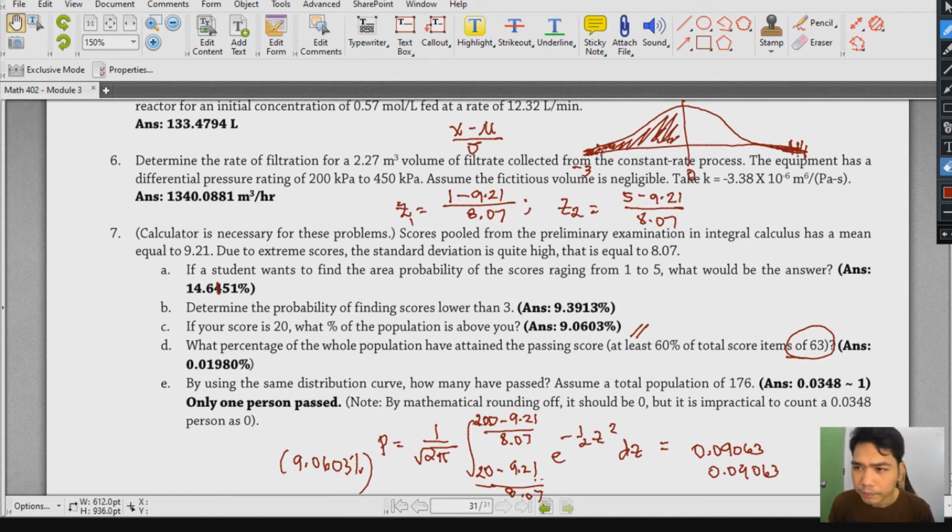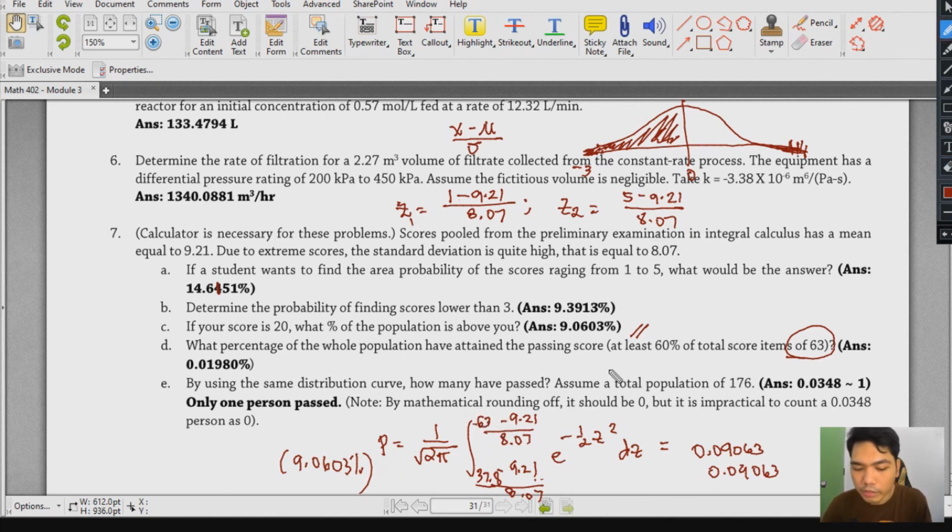So anyway, the next question is, what percentage of the whole population have attained the passing score of at least 60% of the total score, which is 63? So technically, what percentage of the whole population? So, ang kailangan natin gawin is multiply natin yung 60% to 63, and we should be getting yung ating value, which is 37.8. Di ba, at least daw is pasa. So, 37.8 until a value of 63. Yun yung mga pumasa natin kasi 60% yung passing eh.